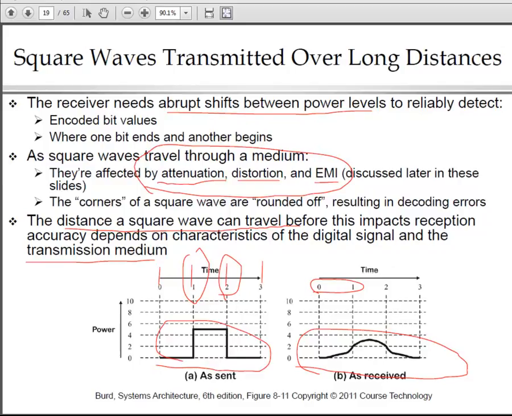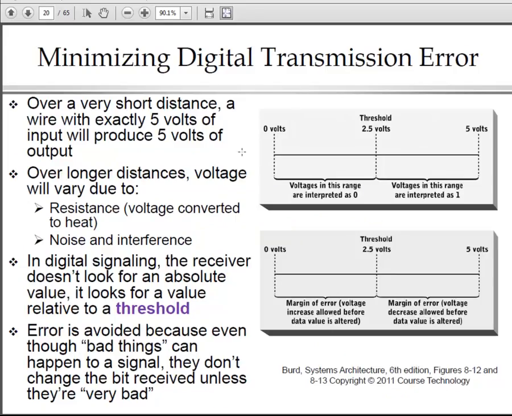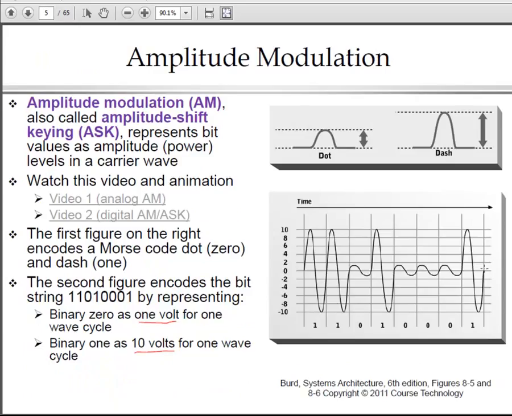All right. So how does digital signaling deal with this problem of EMI and attenuation and distortion, and the combination thereof? Well, recall that we'll go back to the simple analog or amplitude modulation example. Here's our simplest amplitude modulation example. We had a binary 1 bit per wave cycle.